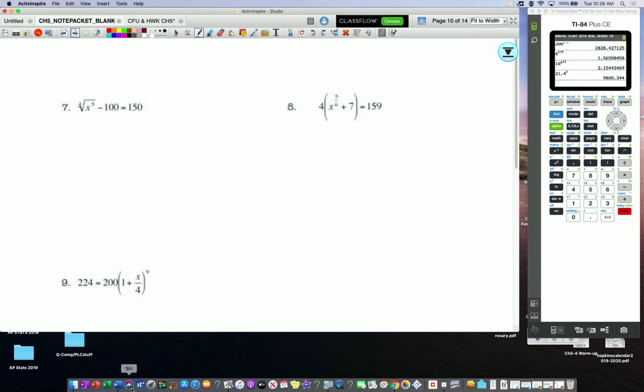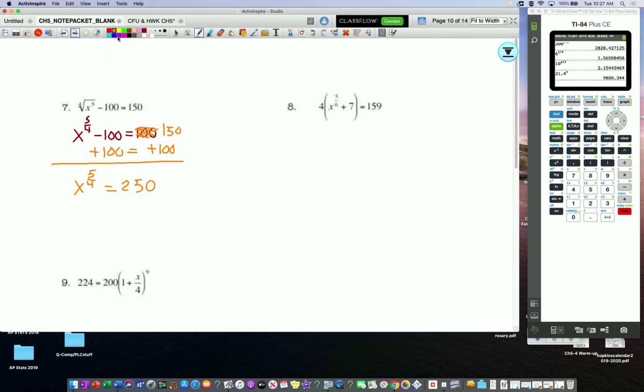Let's go to the next page and check out a couple more that look a little more complicated. On this first one, we have x to the 5/4 power minus 100 equals 150. So I'm now going to add 100. Whoops, equals 150, Mr. Bartz. So now add 100. Luckily I caught that. x to the 5/4 equals 250.